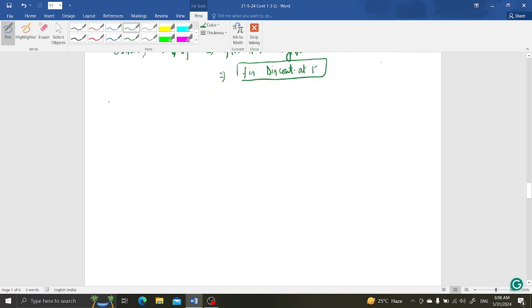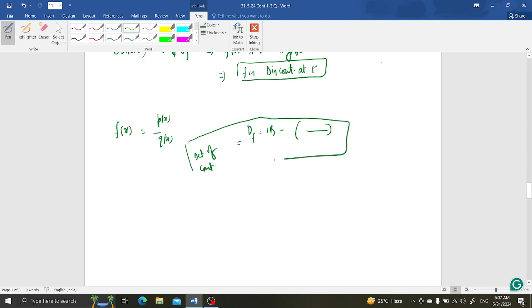That's why I gave the short trick: suppose you have f(x) equal to p(x) upon q(x), a rational function, where p(x) and q(x) are polynomials. To find Df, from R we need to remove all those points where q is 0. Its set of continuous points is also the same as that of Df. That is your short trick for 1 mark.